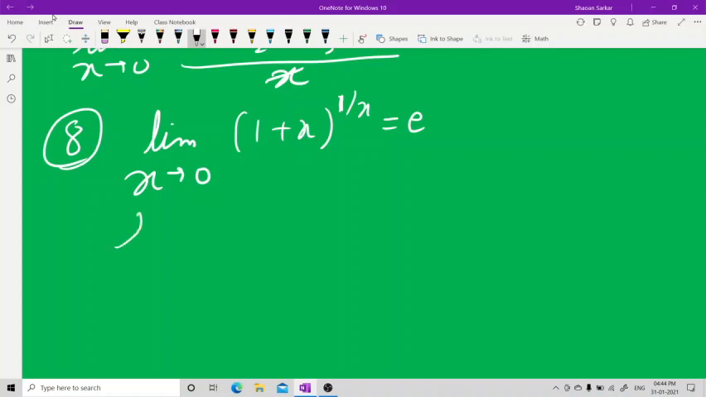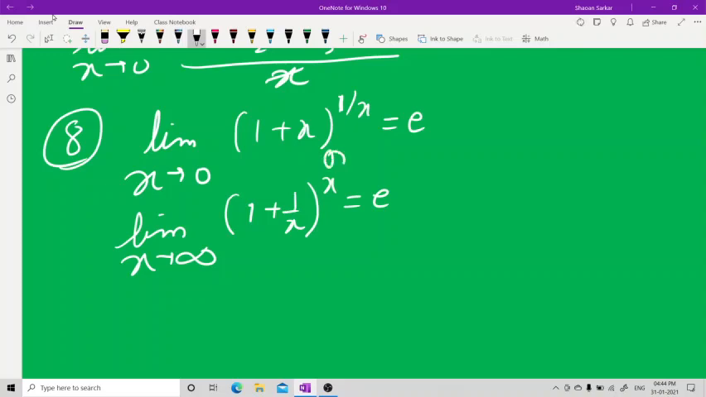The other way of writing is limit x tending to infinity of (1 plus 1 upon x) to the power of x. Either you write this way or you write this way. They are one and the same way of writing. Now you can take log on both sides and do it.